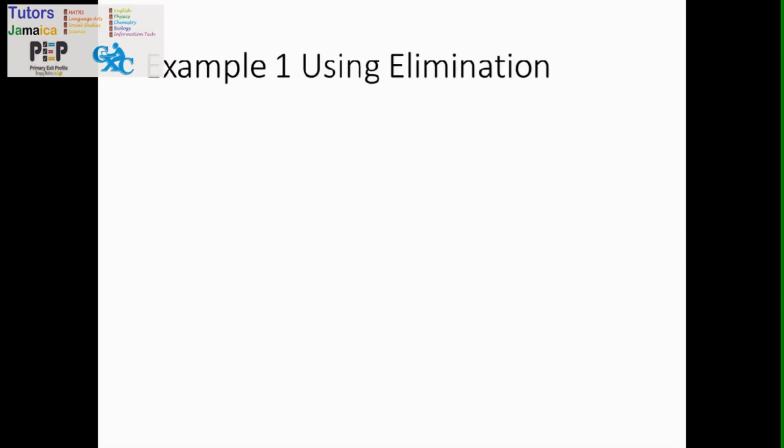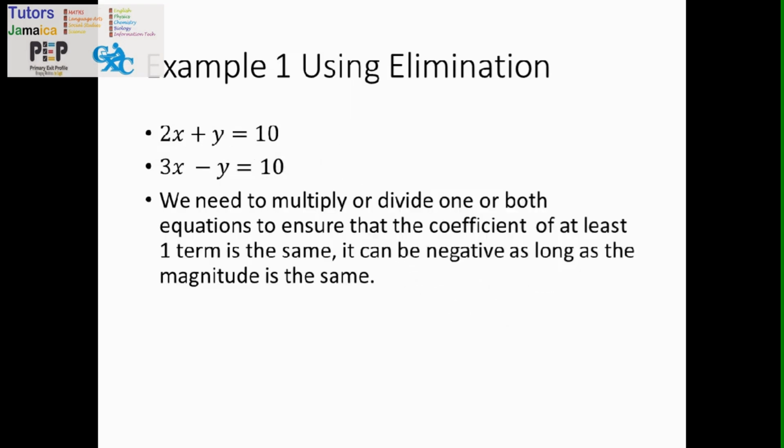So let's look at the same example 1, but this time we'll be using the elimination method. So our equations are 2x plus y equals 10, and 3x minus y equals 10. So let's see how we will solve this. We need to multiply or divide one or both equations to ensure that the coefficient of at least one term is the same. It can be negative as long as the magnitude is the same.